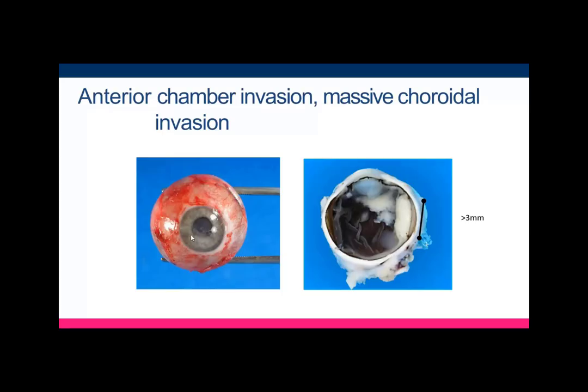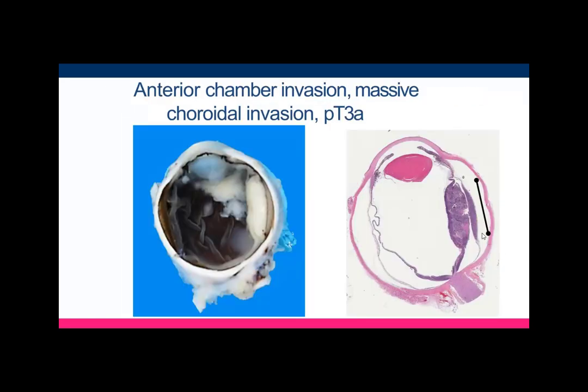Here's another example of anterior chamber invasion. There are little small flecks that I could identify. There's also massive choroidal invasion. See how the tumour is below the retinal pigment epithelium, expanding the choroid. And the histology shows exactly what we saw on the macroscopic specimen. Massive choroidal invasion without optic nerve invasion, PT3. So those were some examples of different stages.